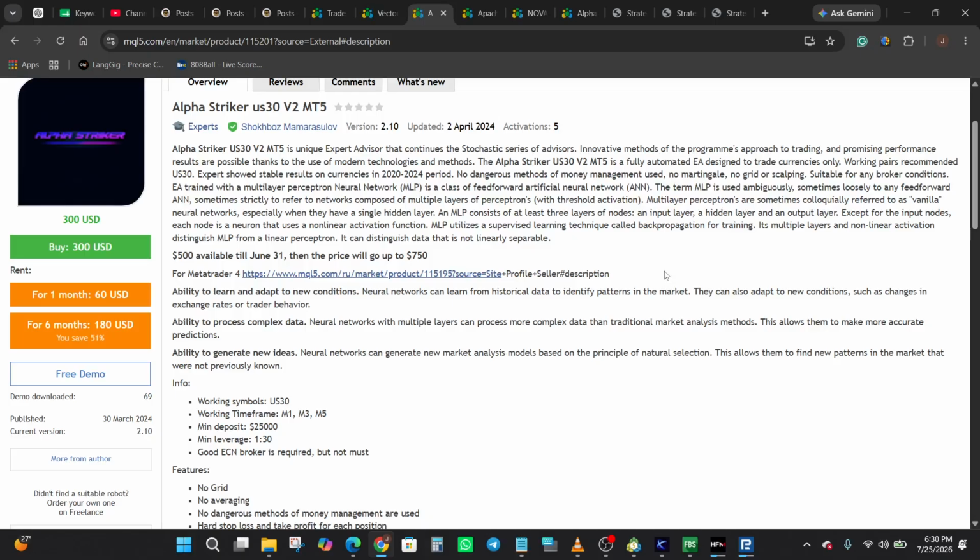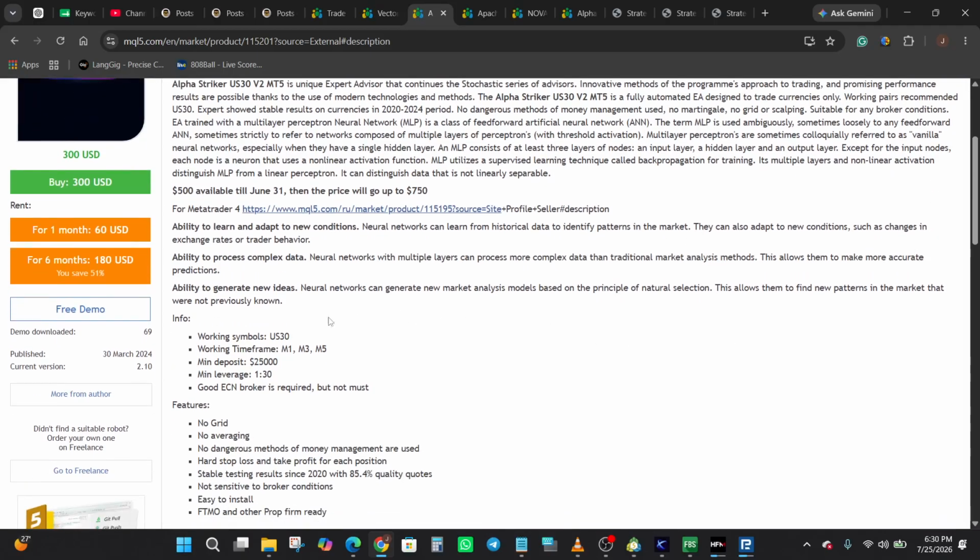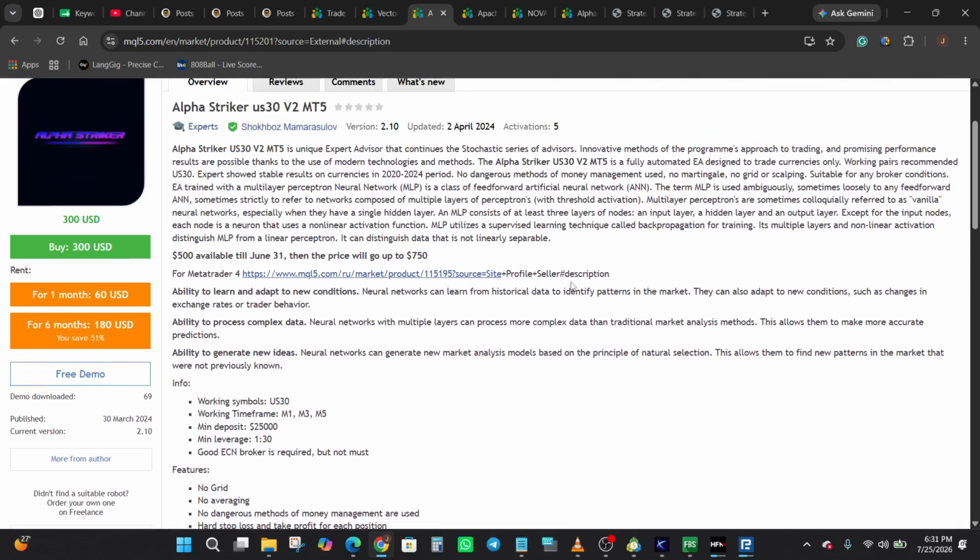according to the description, this is version 2, in what the developer calls their stochastic series, described as a fully automated EA. Interestingly, the page describes it both as designed to trade currencies only, while also stating the recommended working pair is US30 specifically. So it's worth keeping in mind that US30 is an index, not a currency pair, and that is simply how the page presents it.